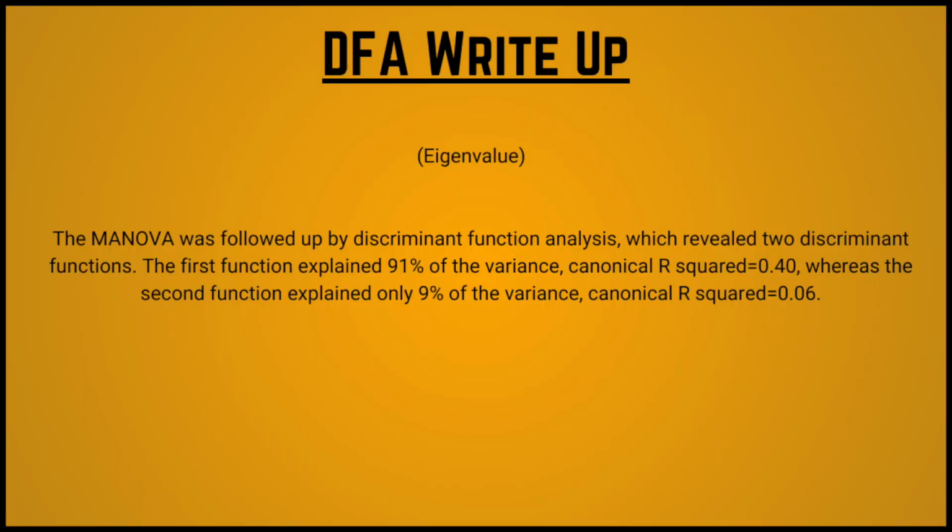So now it's time to write it all up. We start by using the information that we've got from the eigenvalue, and we say the MANOVA was followed up by a discriminant function analysis, which revealed two discriminant functions. The first function explained 91% of the variance, canonical r squared equals 0.40, whereas the second function explained only 9% of the variance, canonical r squared equals 0.06.